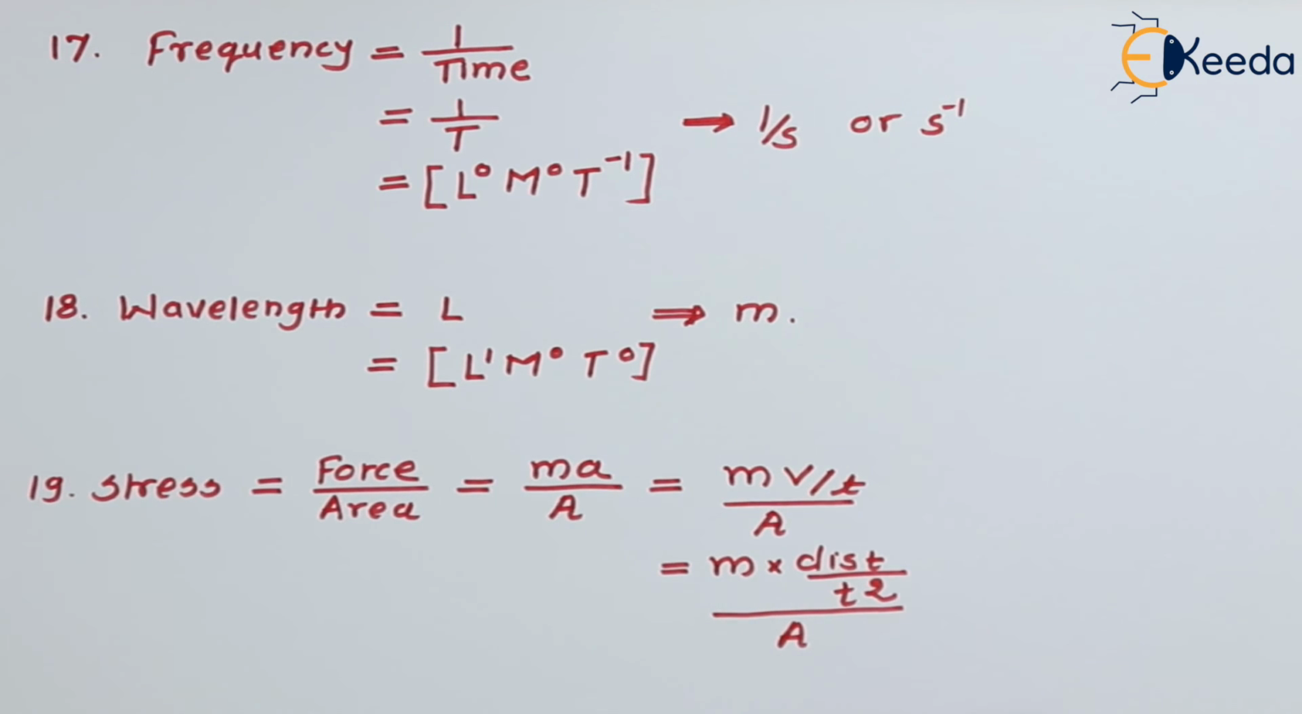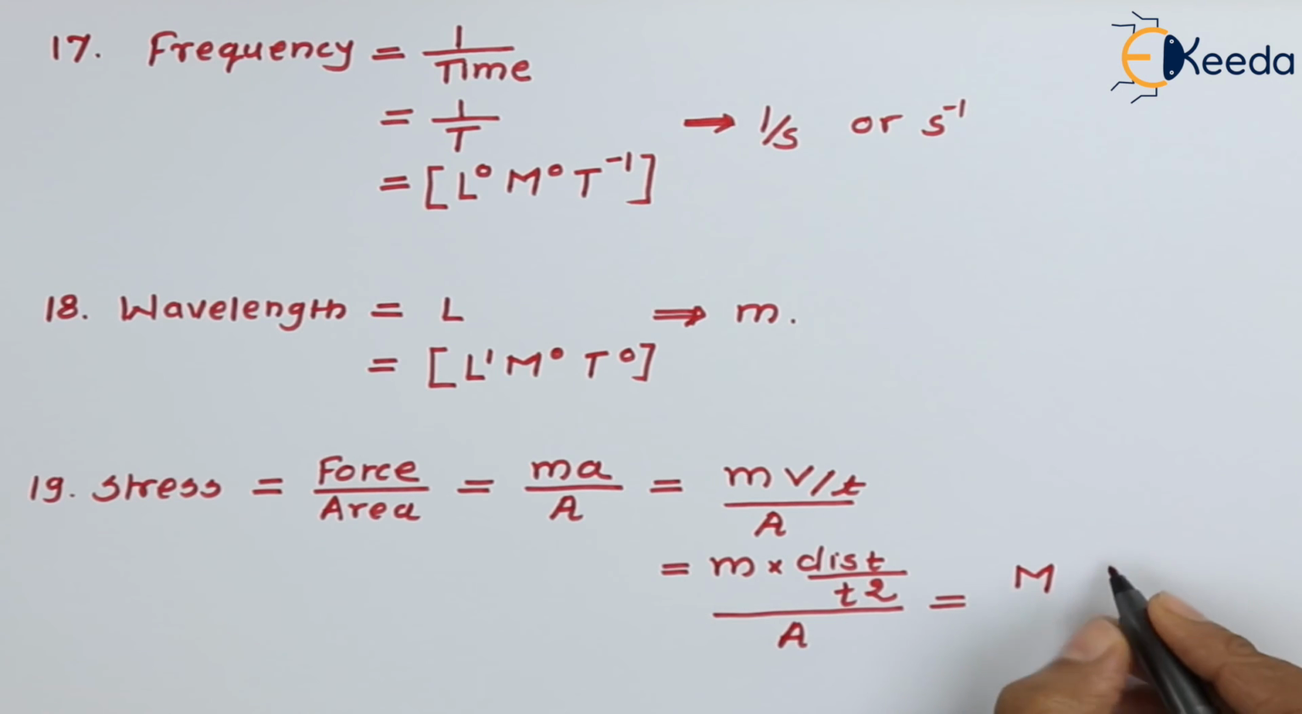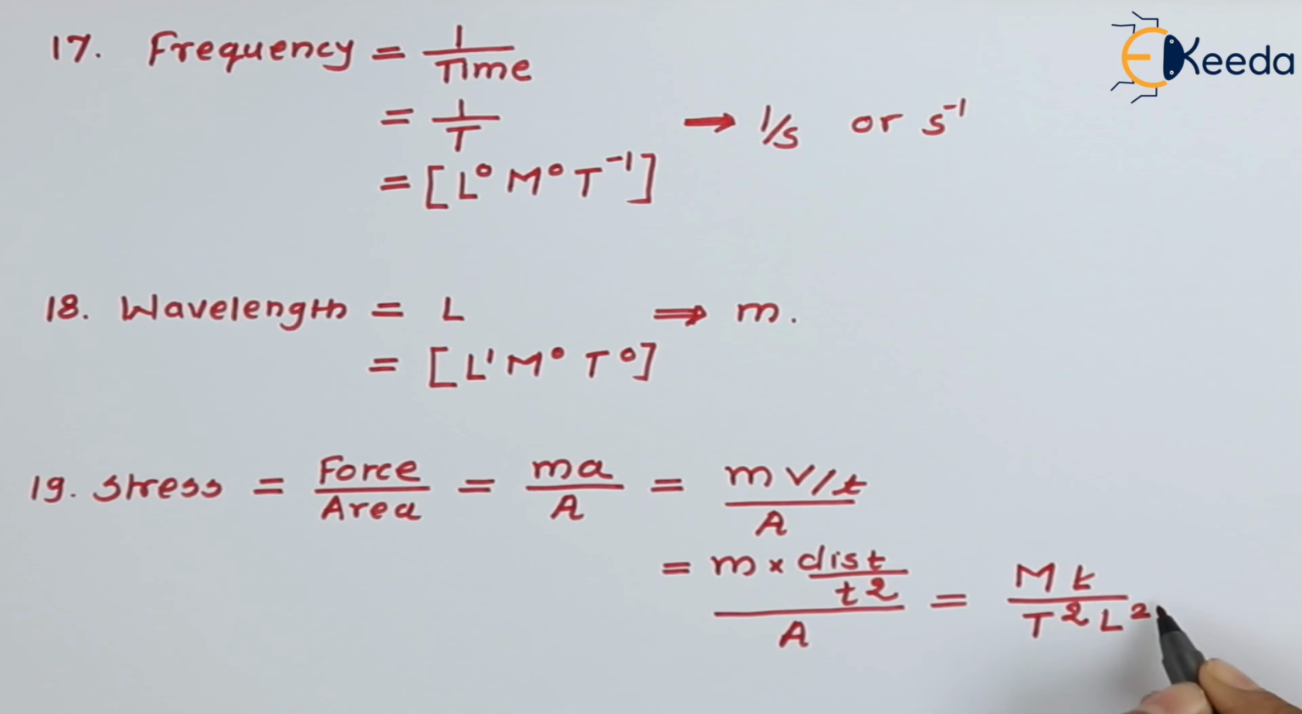So if you want to express these terms in terms of the fundamental quantities, we will write down here M, this is for the mass, distance means L, upon T square, area. Area is nothing but length into breadth, so we will write down here L square. Here L will get cancelled. So finally here we have the dimensions. We can consider L minus 1 because in the previous equation L is in the denominator. So here L minus 1, M1 and T minus 2. These are the dimensions of stress.